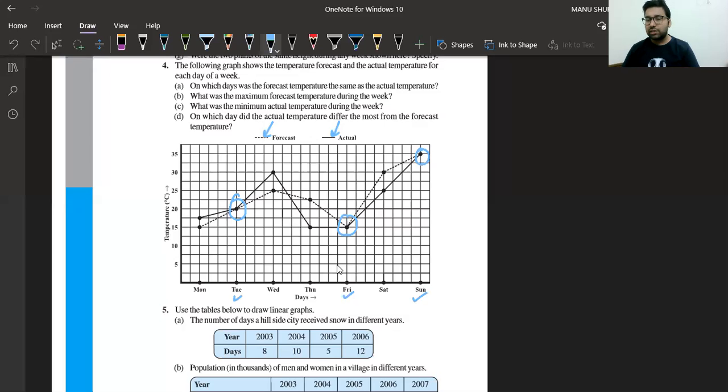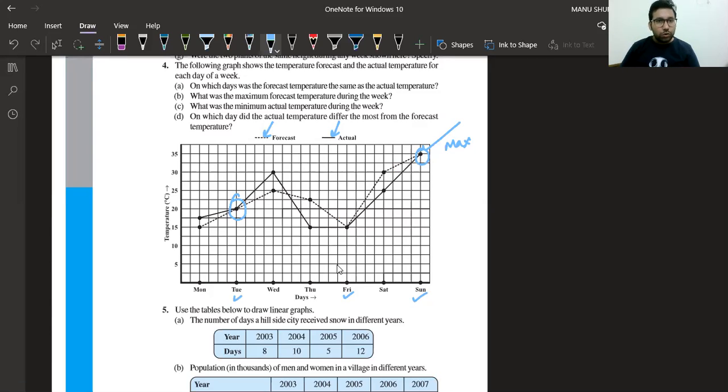The next question is what was the maximum forecast temperature during the week? Class, try to see the dotted lines. Don't confuse. When it says the maximum forecast, you have to see the dotted lines. In the dotted lines, sorry, my mistake, this is the maximum one, because it is coming on the top. So on Sunday, there was a maximum temperature as per the prediction, and that is 35 degrees.